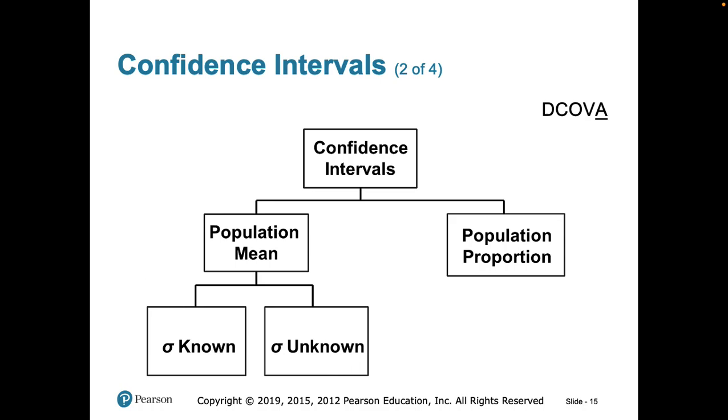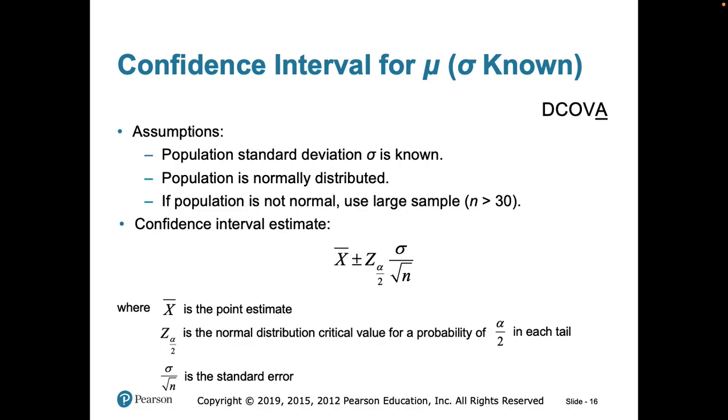Okay, so again, you can build a confidence interval for the population mean when you know the standard deviation and when you don't know the standard deviation, and we'll go over that shortly. Or you can do the confidence interval for the population proportion. So let's start with the first one, right? Building a confidence interval for the mean when you know the standard deviation.